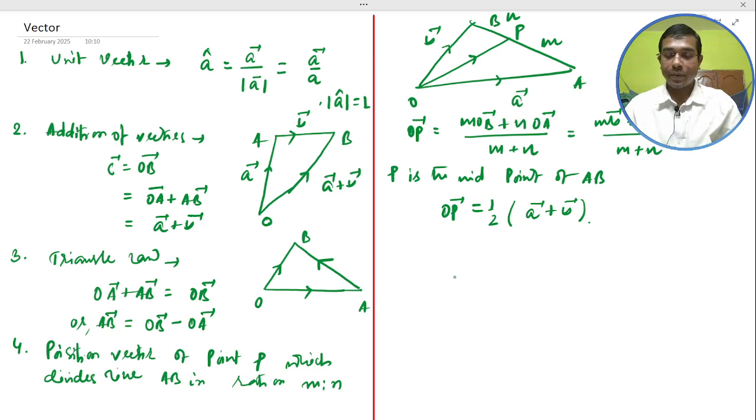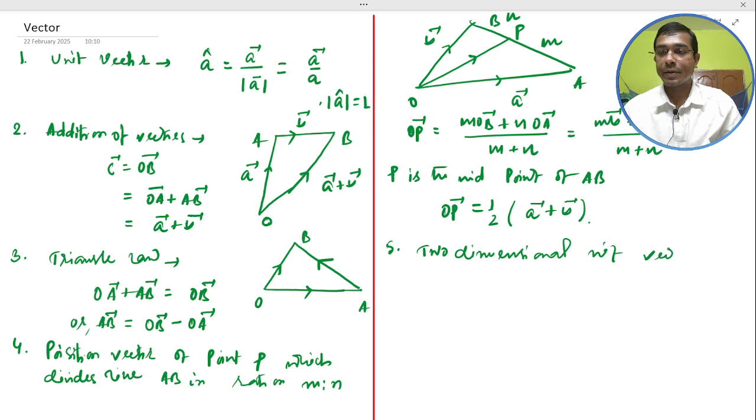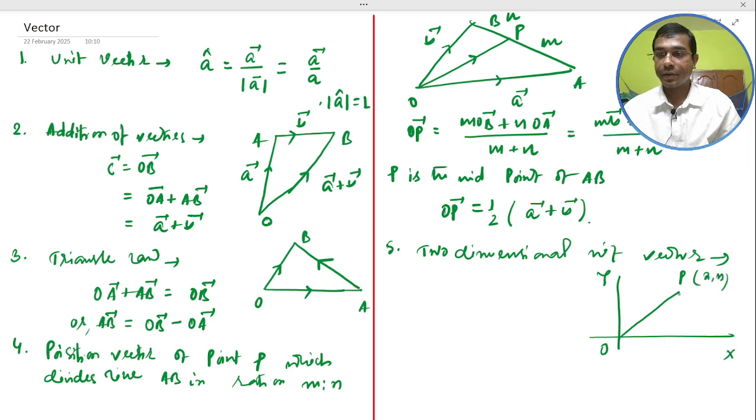Now, the two-dimensional unit vector. Next, number 5. Two-dimensional unit vector. Suppose this is the origin, x and y. This is any point P, that is (x, y). So this one be the M.